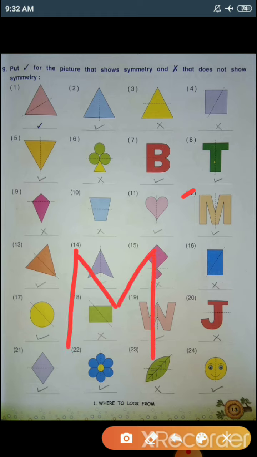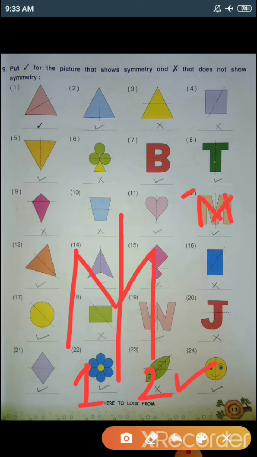Okay, and with the help of the vertical line, this letter is divided into two parts, part 1 and part 2. Now you can see that part 1 looks exactly the same as part 2. So we conclude that this letter M shows symmetry.